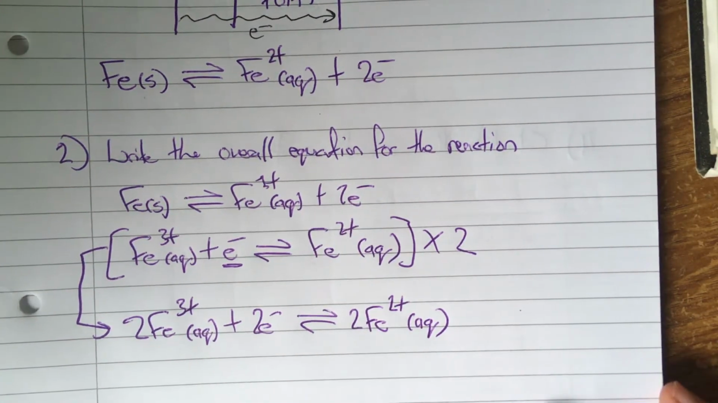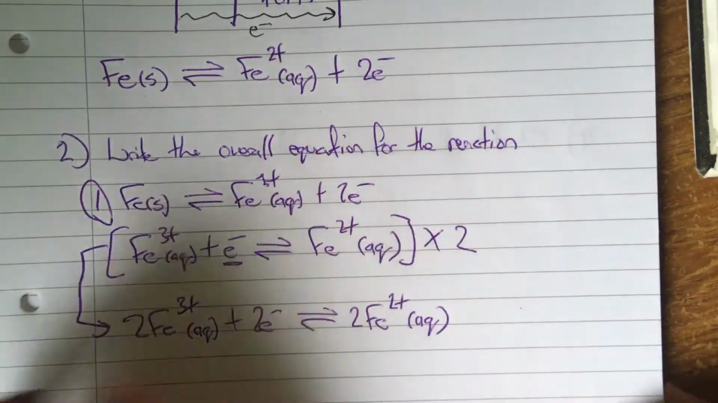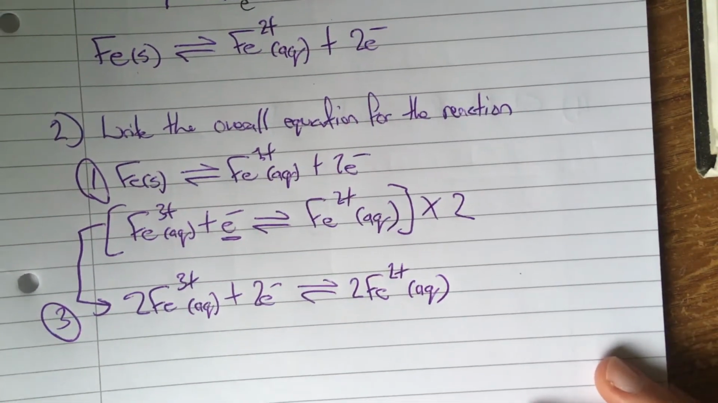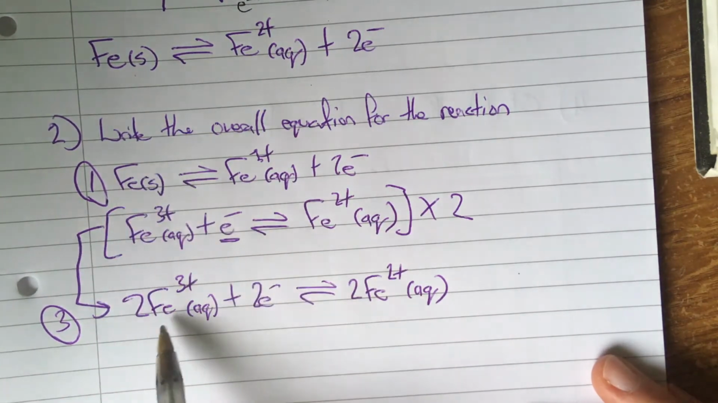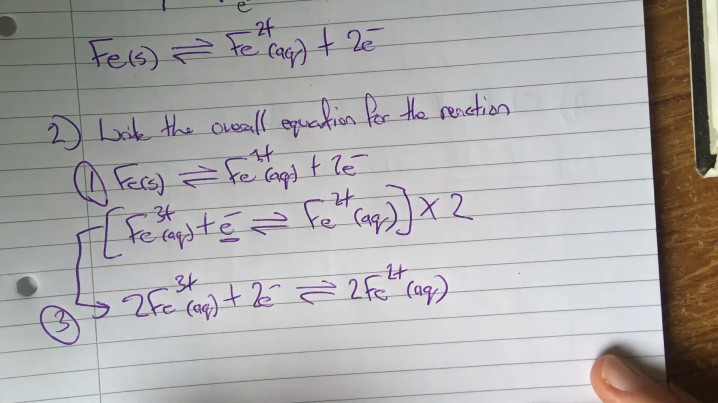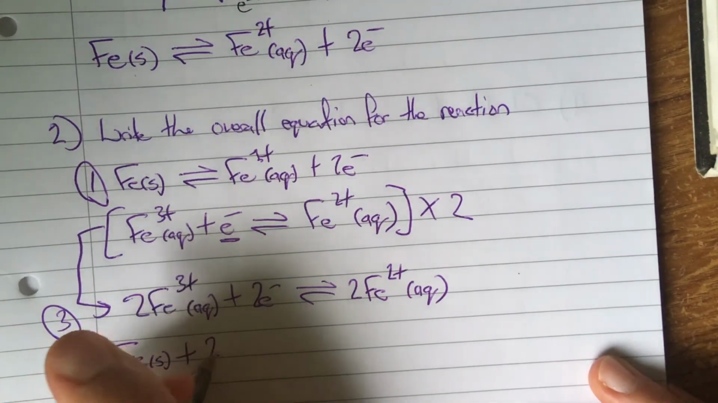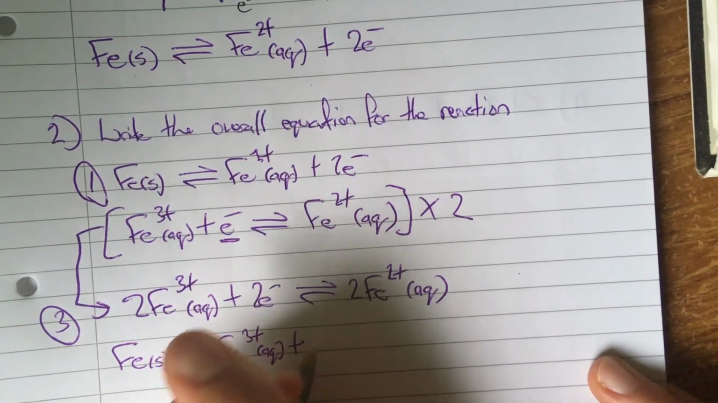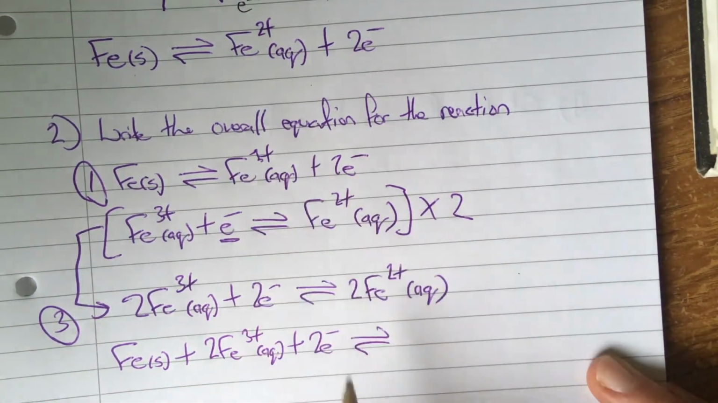What I'm going to do is now add equation 1 and equation 3 together. So 1 plus 3. So I've got my left-hand side first: Fe plus 2 Fe3+ plus 2e-. So Fe solid plus 2 Fe3+ plus 2e-. Then add up the right-hand side, so I've got Fe2+.